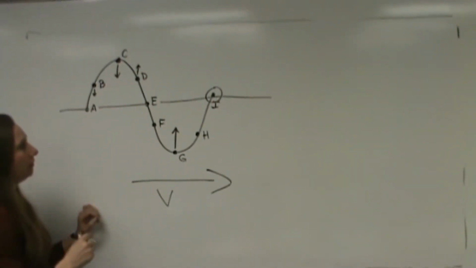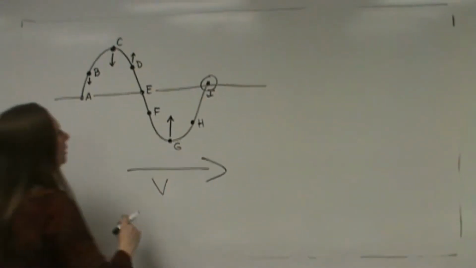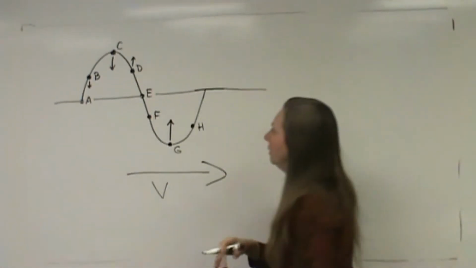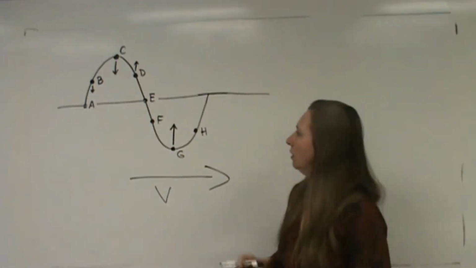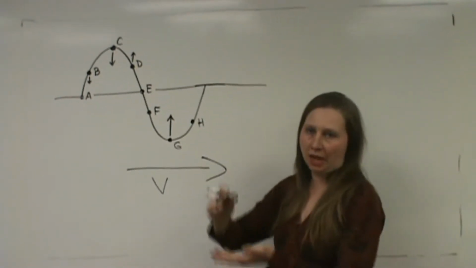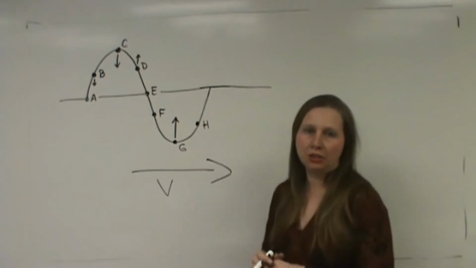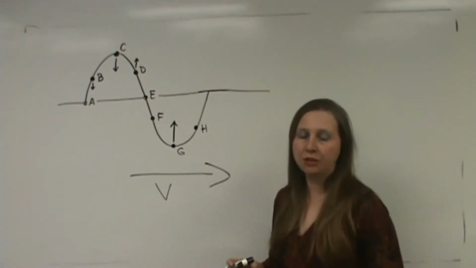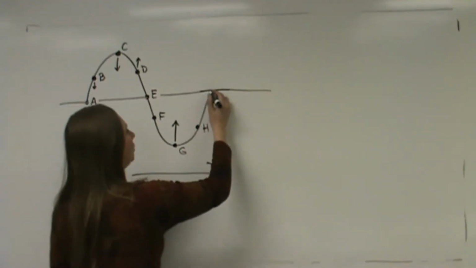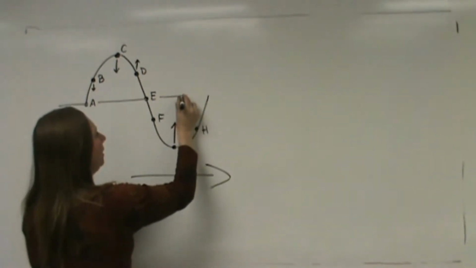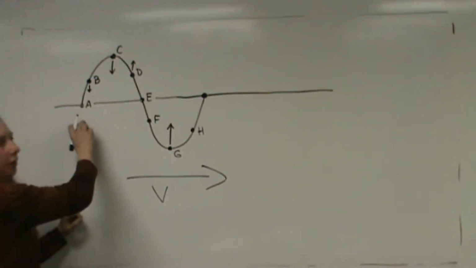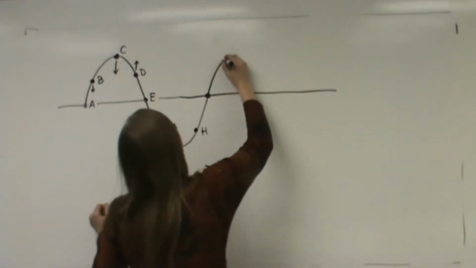So now let's start the next cycle. All right, so let me just erase I for a minute and say again that none of the points that you see here are in phase with each other, because none of them are exactly the same amplitude or exactly the same velocity. Remember, velocity includes direction. All right, now I'm going to start the next cycle, and I'll start it with letter I, because letter I is going to be in phase with letter A.